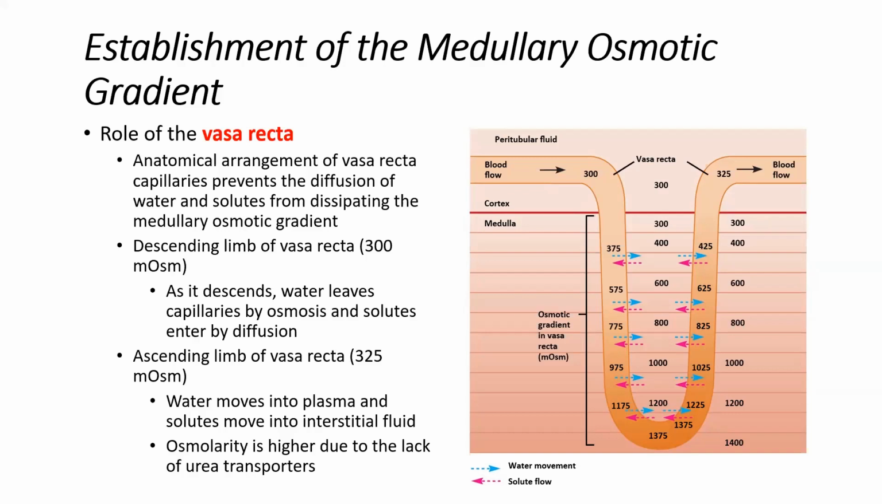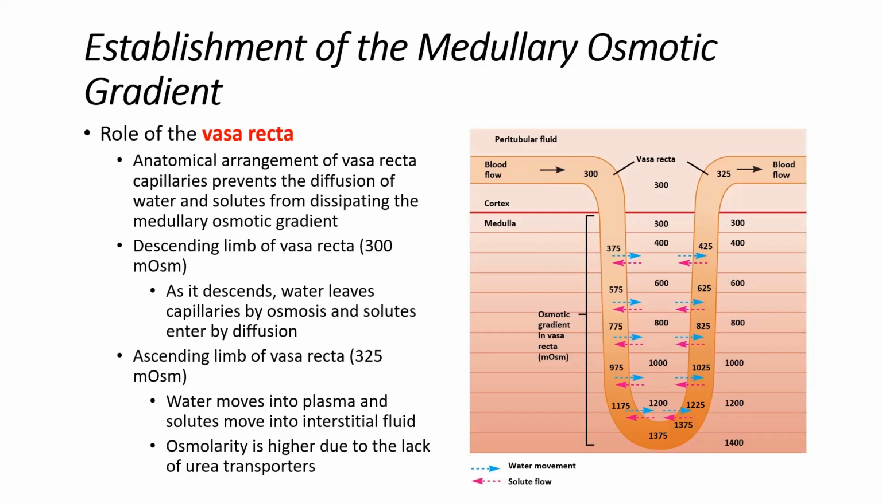So the descending limb of the vasa recta has an osmolarity of 300 to start. As it descends, water is going to leave, right? And again, please make this connection. You can even make it here in your notes. As this water is leaving, solutes are entering. And where are the solutes coming from? They're coming from the ascending limb of the loop of Henle. So really make that connection that the descending limb of the vasa recta is accepting the solutes that are coming from the ascending limb of the loop of Henle, all right? And as we go further down, our osmolarity increases in the vasa recta.